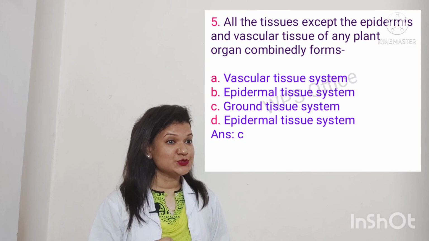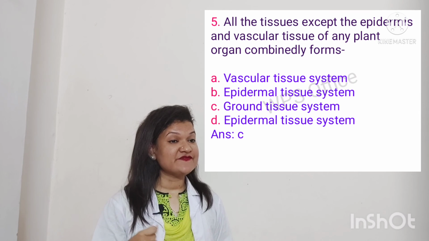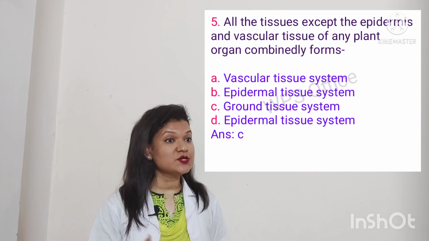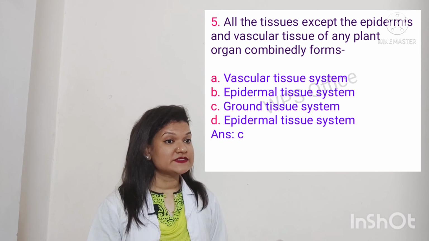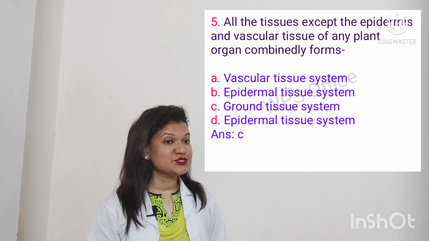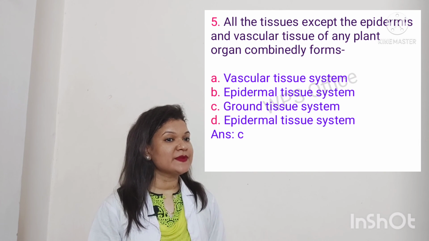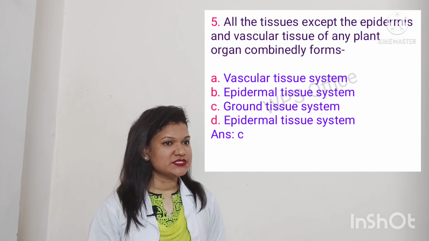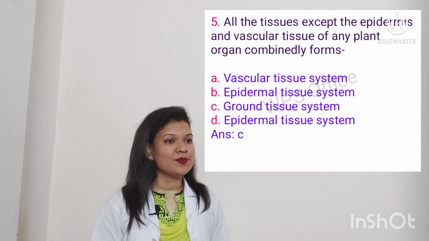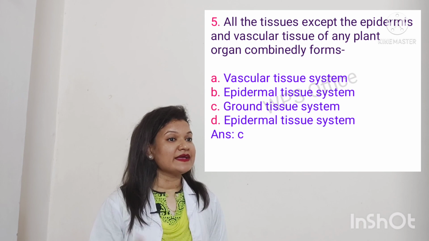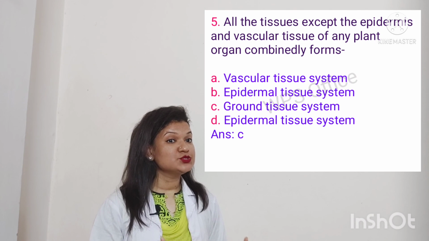So our next question is here. All the tissues except the epidermis and vascular tissue of any plant organ combinedly form what? Our options are number 1 or A, vascular tissue system, number B, epidermal tissue system, number C, ground tissue system, and number D, epidermal tissue system. In my previous slide I described this. So the answer will be the ground tissue system.